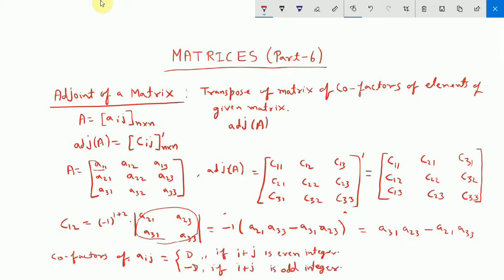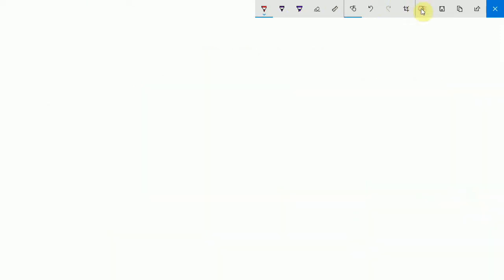Okay friends, so we have understood what are cofactors and how to calculate the adjoint. Now we will take a problem based on this. So let's clean this. Find the adjoint of the given matrix A, which is given by A equal to [1, 2, 3; 0, 5, 0; 2, 4, 3].